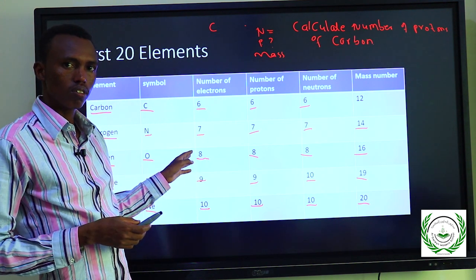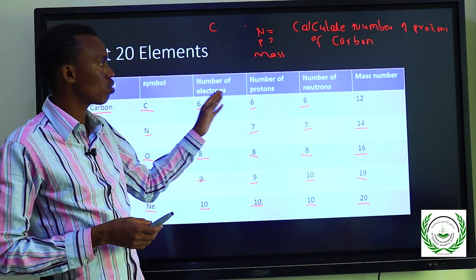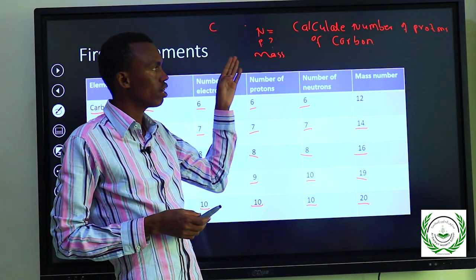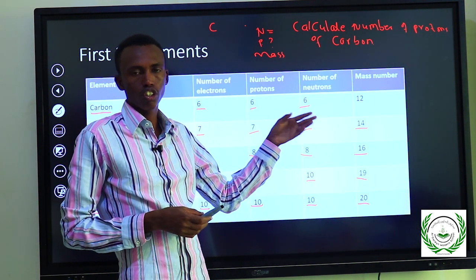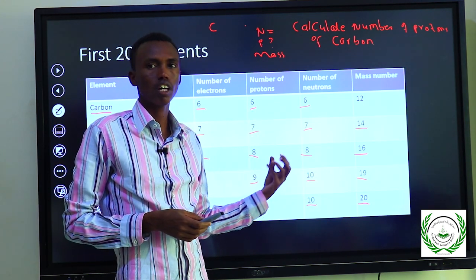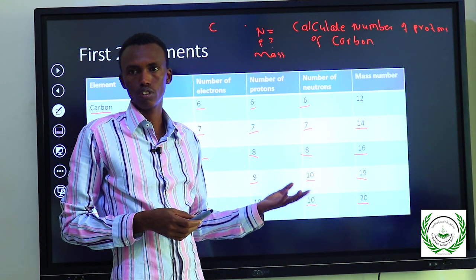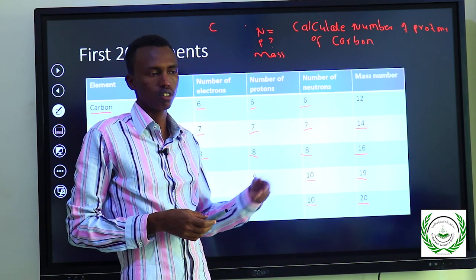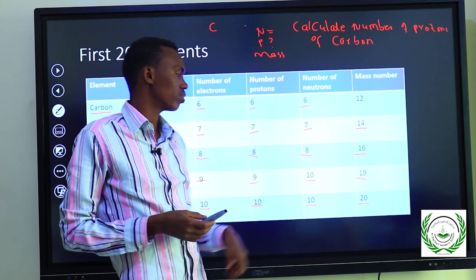So in the exam you might calculate the number of protons, the number of neutrons, or the mass number of a certain element or element X. So just try to memorize those elements, their symbols, their protons, their neutrons, and their electrons. It will be easy for you to remember during the exam and to answer the questions based on this information.